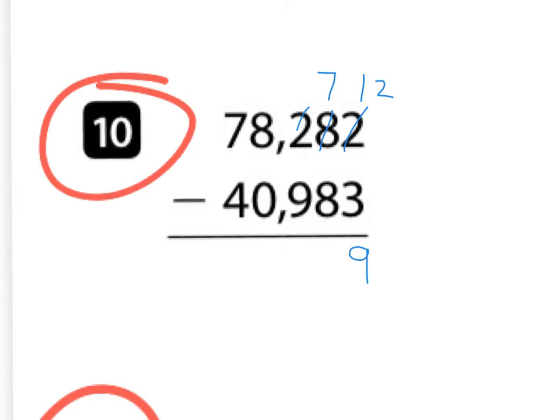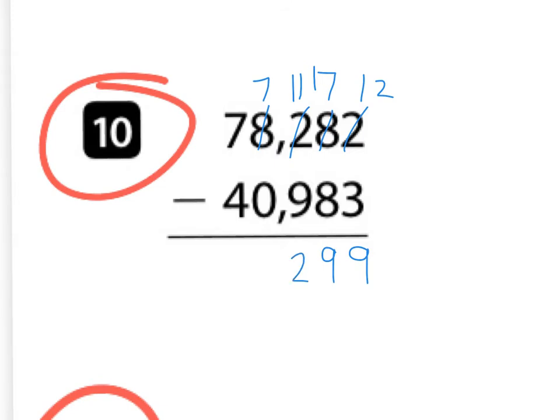7 minus 8, we cannot do it, so we take 1 from our hundreds and bring it over to our tens. 17 minus 8 is 9. And then our hundreds place, we cannot do that because the top number is smaller, so we take 1,000 from there and bring 10 hundreds over here. So now we have 11 hundreds minus 9 hundreds, which is 2 hundreds.